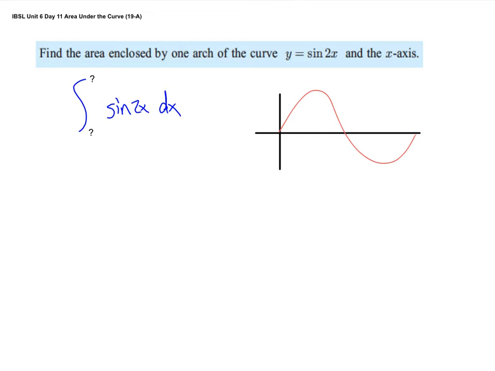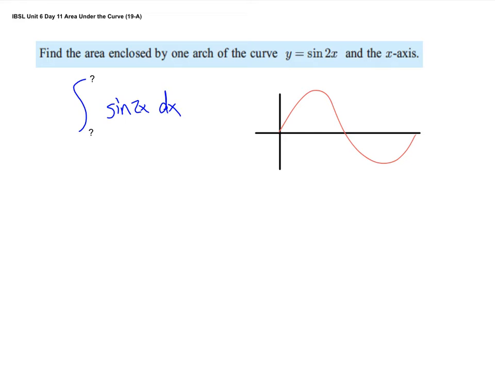What does that do to the graph of sine? The 2 in there. Not amplitude. Amplitude would be in front of the sine. The wavelength or period, right? What does that do to our period? Cut in half.